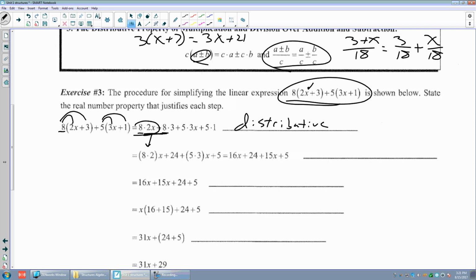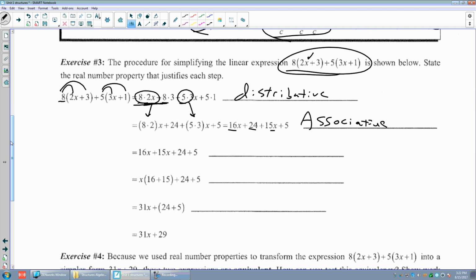It's really the 8 times the 2 were grouped. The 5 times the 3 were grouped. Oh, that's associative. And then they use the real number property to just combine like terms. Now, let me see. We have the 16x and we have the 15x. They change order, so that's commute.